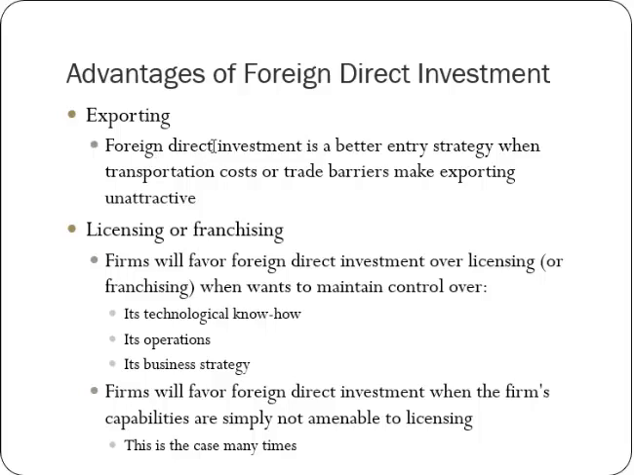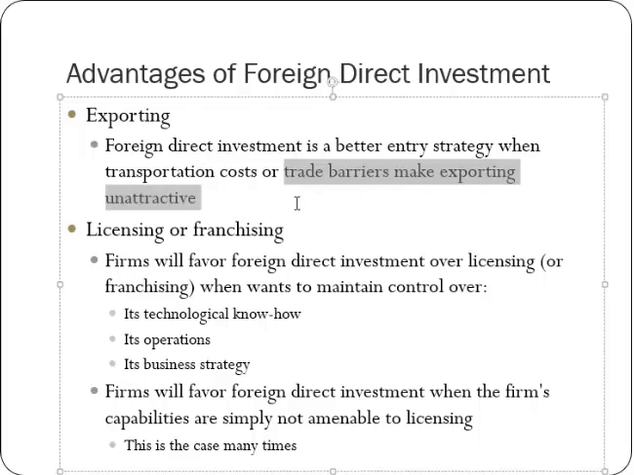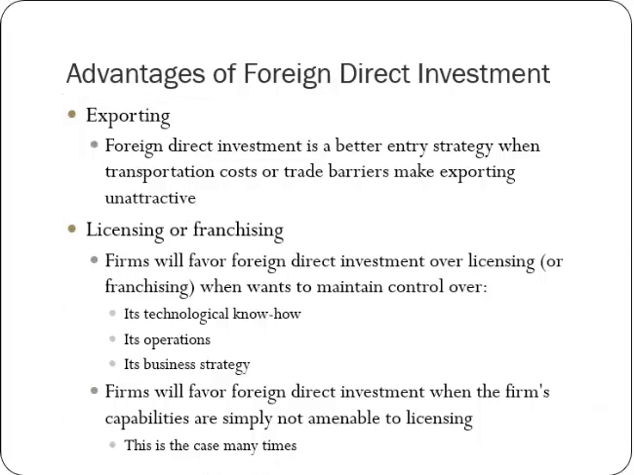So there are some advantages, of course, of foreign direct investment. It could be a better strategy than exporting, because you don't have to worry about transportation costs or trade barriers. And in addition, building the factory yourself in that country could have advantages over licensing or franchising, because firms will favor foreign direct investment over licensing, because you maintain control over your operations and your business strategy. The idea is that if you license or franchise a company, yes, they agree to do things your way, but you don't have total control over them.